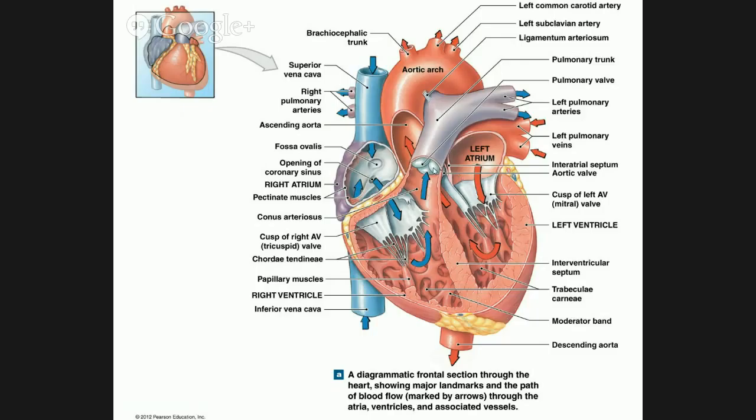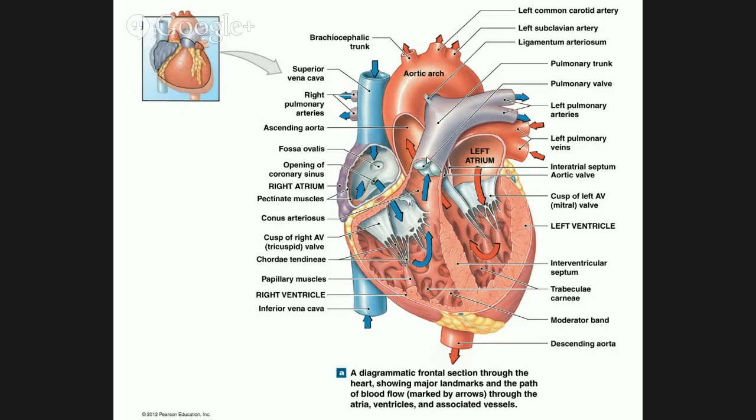The semilunar valves, however, do not have tendinous cords. Now, this particular picture doesn't show them separated out like that. We don't see the opposite side, but that's the case. They're just these flaps of tissue that open and close.